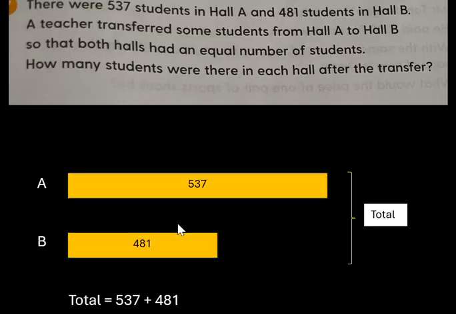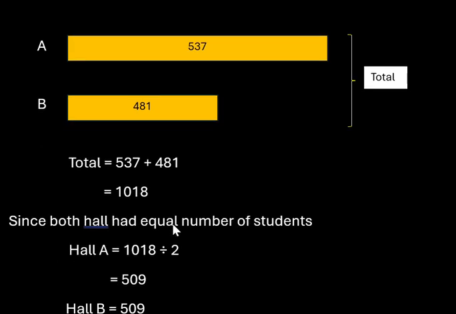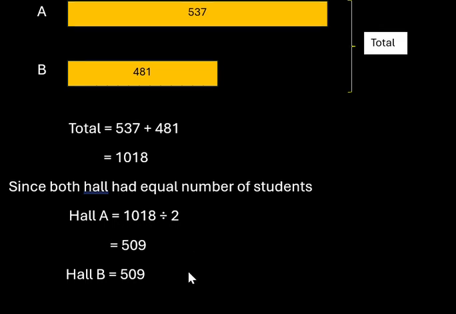So the second method for the same question is what I mentioned just now. You simply know 537 and 481, so you can always find the total. This is how you represent it in a model. So the total is 1018. Since both halls had the same number of students after the move, you can say that 1018 divided by 2 is equal to 509, and hence Hall B is also 509.